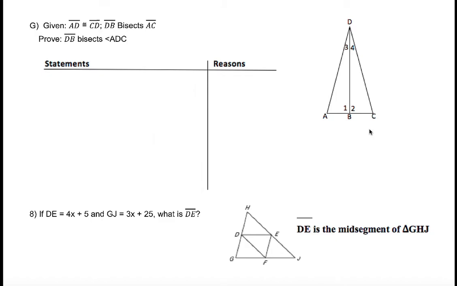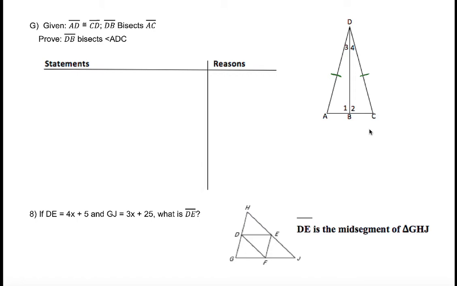Proof G. This one has multiple methods as well. If you look at your given, the first thing you're given is AD congruent to DC. This makes this an isosceles triangle and could get you angle A congruent to angle C with the isosceles triangle theorem. And you could use that if you would like to, if it helps you.